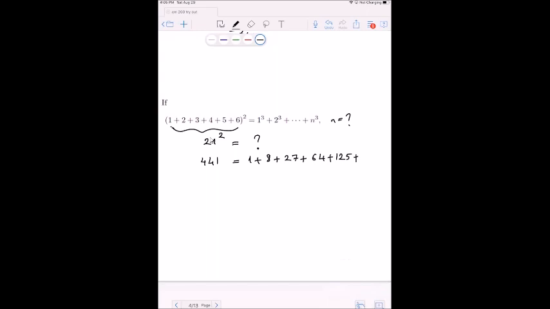plus, what do you think? Their sum is still 441. What do you think?